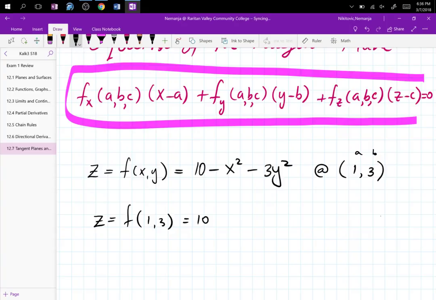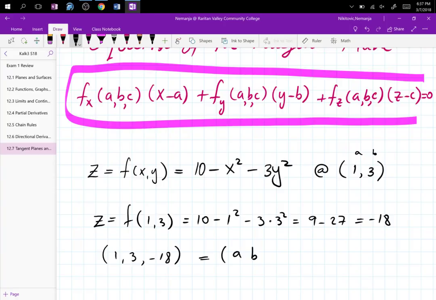So what do you have? You have 10 minus 1 squared minus 3 times 3 squared. That's going to be 9 minus 27, which is negative 18, I hope. So let's see, 10 minus 1 squared, that's a 1, so that's 9. And then minus 3 times 9, 27. Yep, that's good. So now I have my point as 1, 3, negative 18. And I'm just going to put equal because this is your ABC.